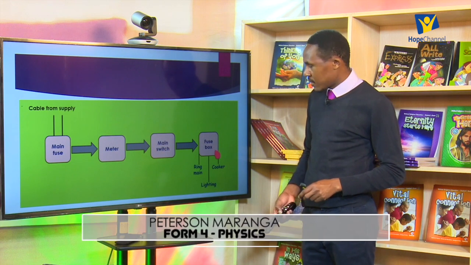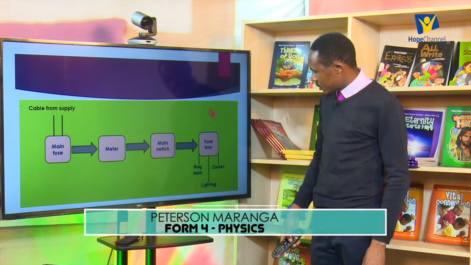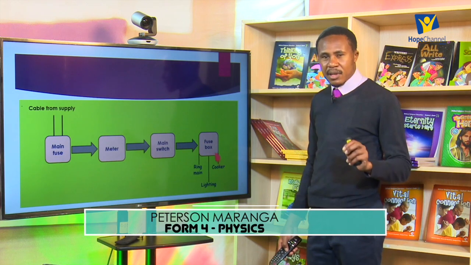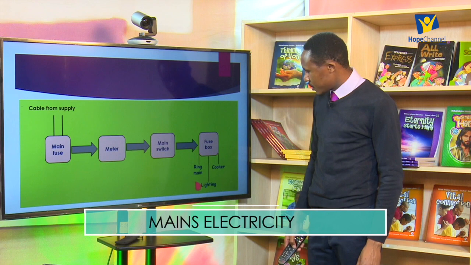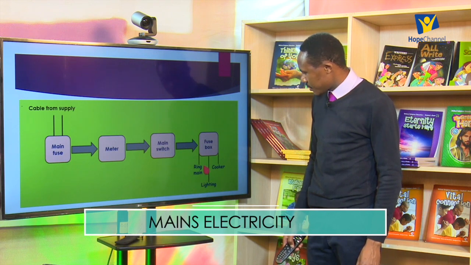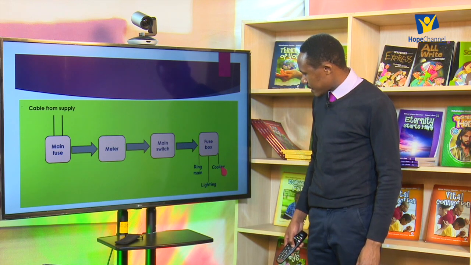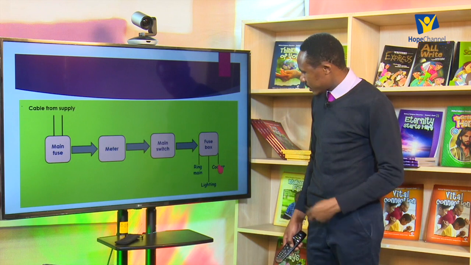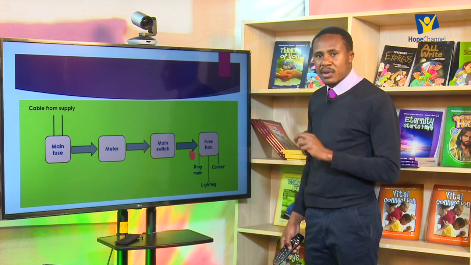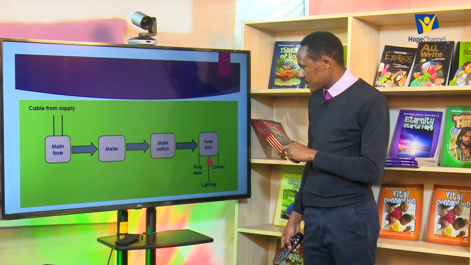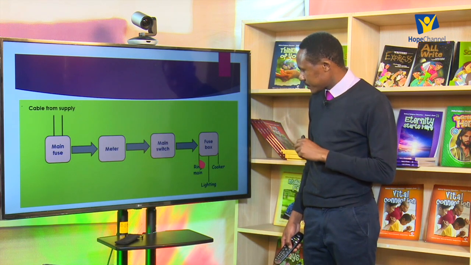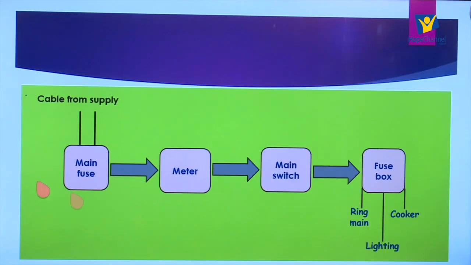After the main switch, we have the fuse box. The fuse box is going to give us room to come up with the different circuits. We can have the ring main. The ring main circuit is the one which leads us to the sockets where we can charge our phones. Then we can have the lighting circuit, and the cooker circuit. All of them are connected independently to the fuse box through a fuse, and those fuses are to cut off the supply if there is a problem with that particular circuit.